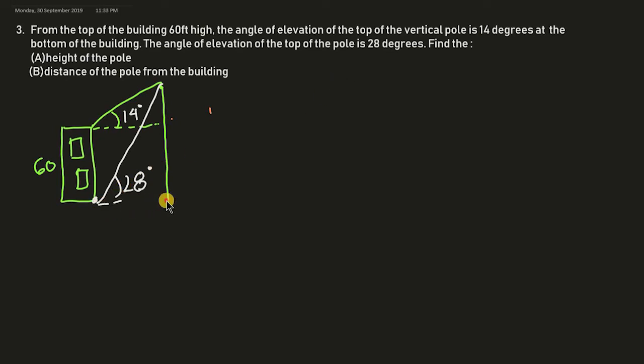So, if these are the given, we are tasked now to find first the height of the pole. And next is the distance of the pole from the building. Ngayon guys, we need to give values. Okay? Kung mapapansin nyo, sabi dito, yung building is 60. Ibig sabihin, this part is already 60. Pero hindi natin alam kung ano yung remaining value ng part na to.